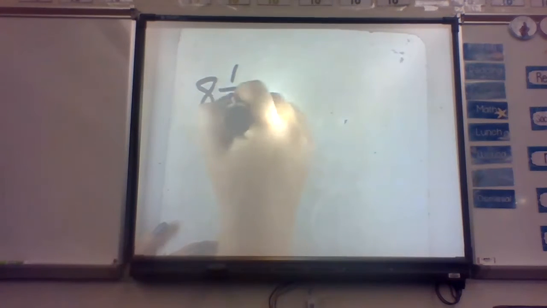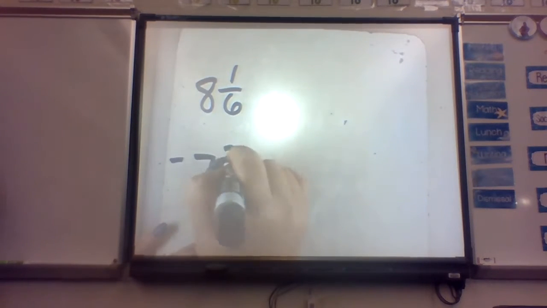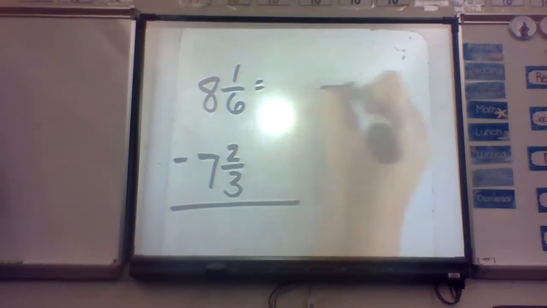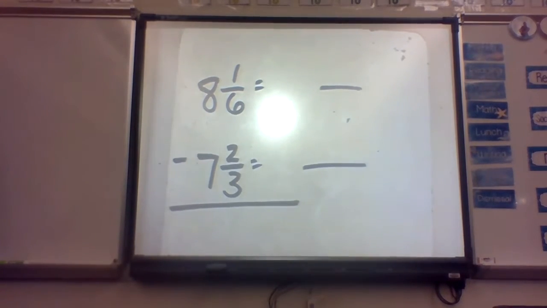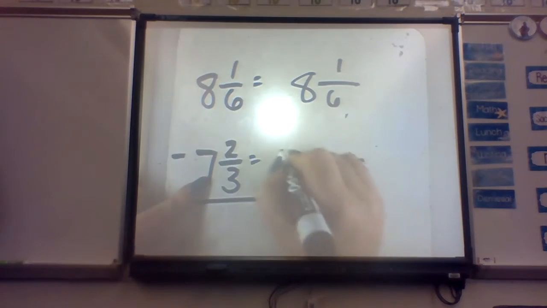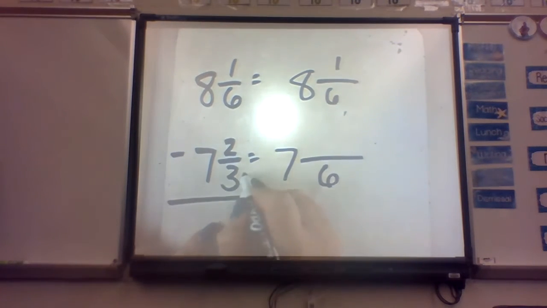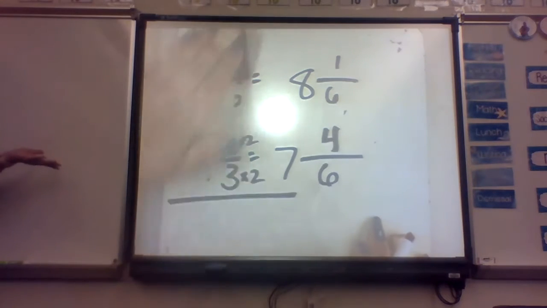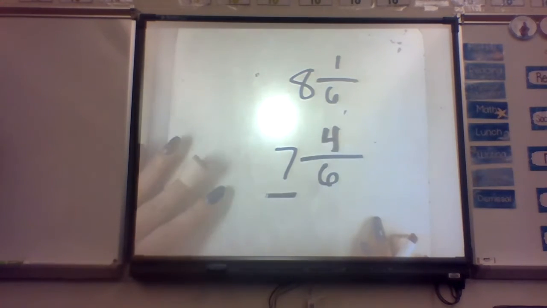The next one we have to do is 9. Number 9. 8 and 1/6 minus 7 and 2/3. Okay, step number 1. Find a common denominator. What is my common denominator? 6. Okay, so this first fraction just stays the same. This one, I need to get it to equal to 6. So I would say 3 times 2 is 6. So what's 2 times 2? 4. If you want to erase the old stuff, erase the old stuff.